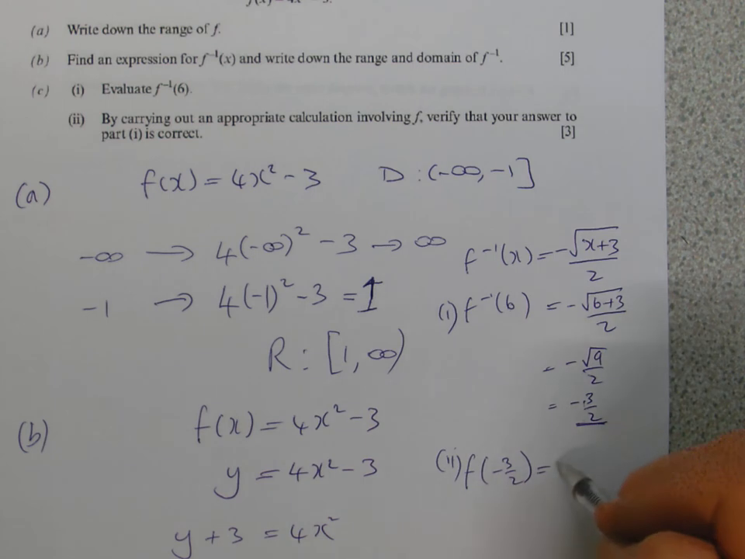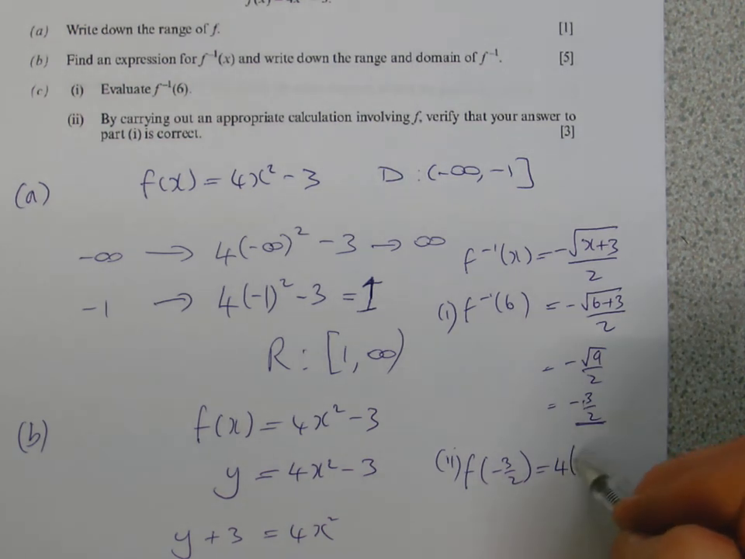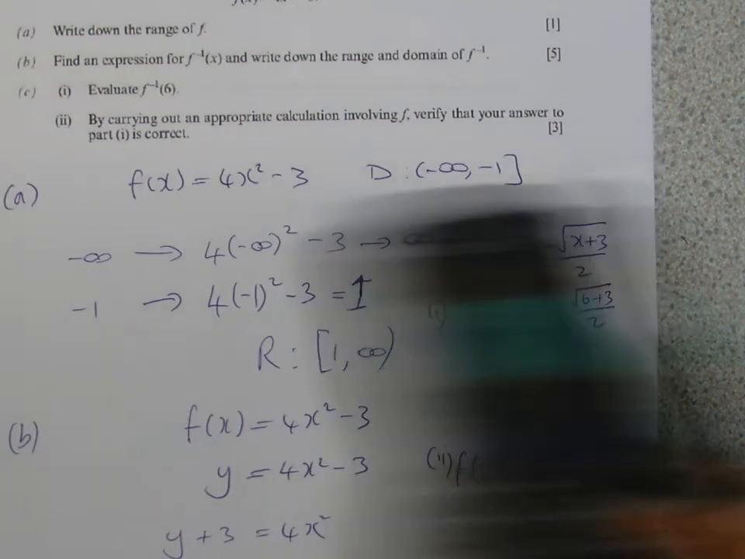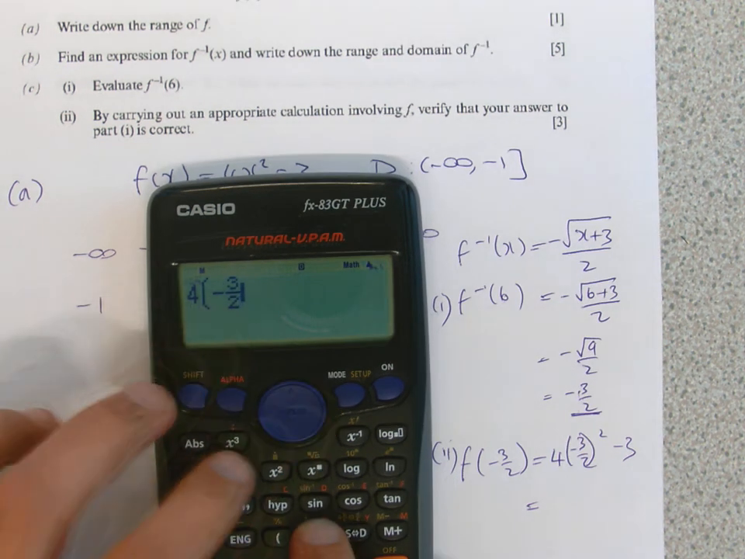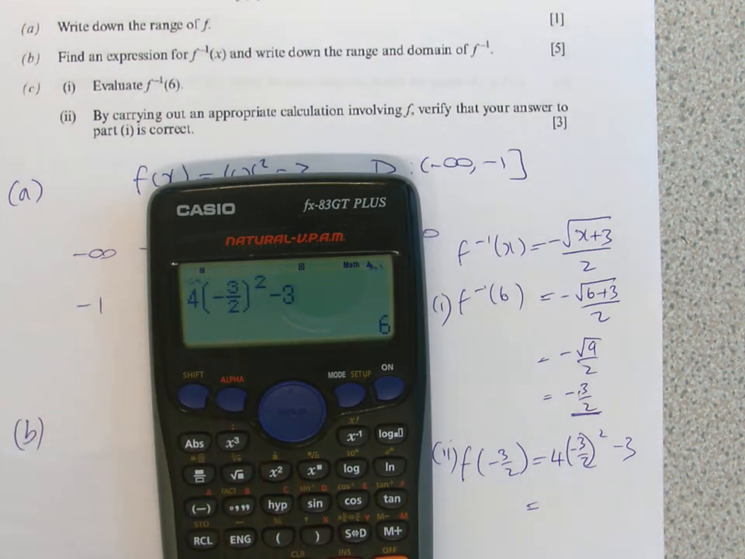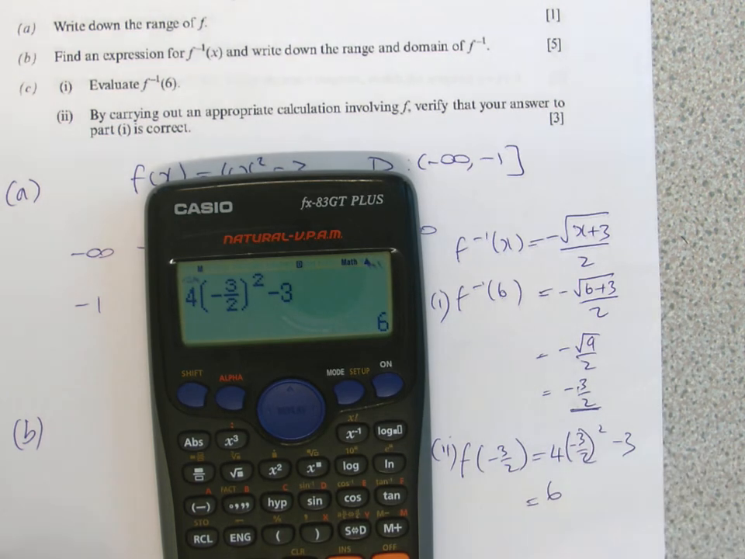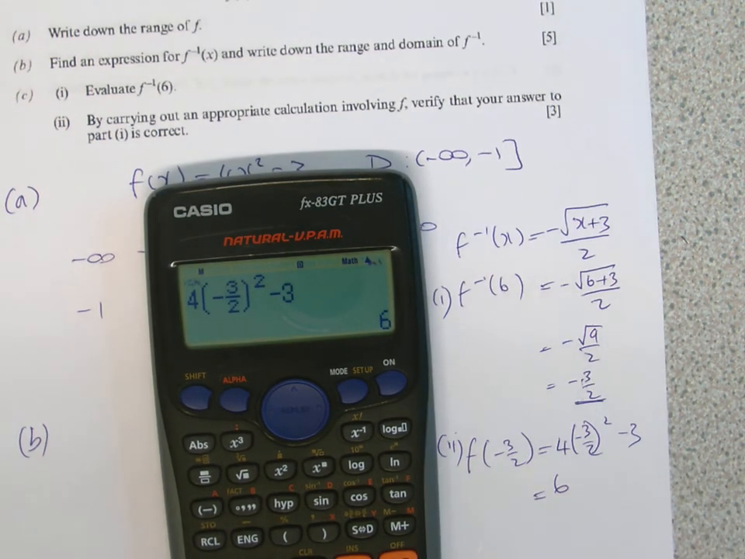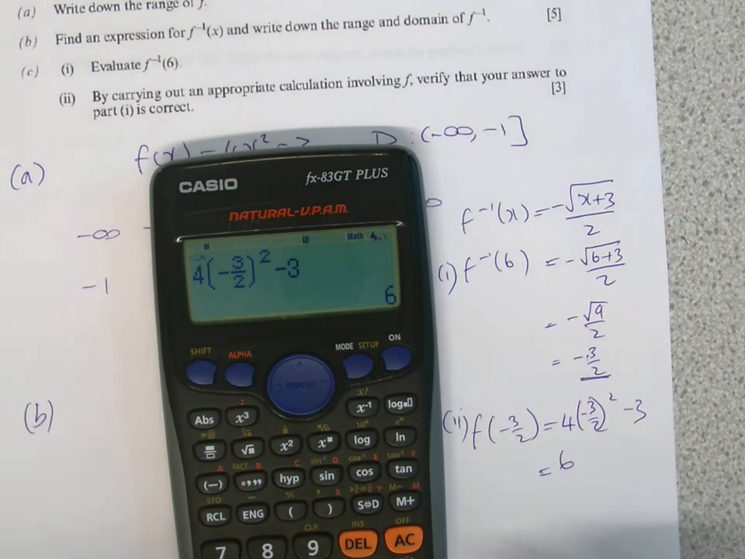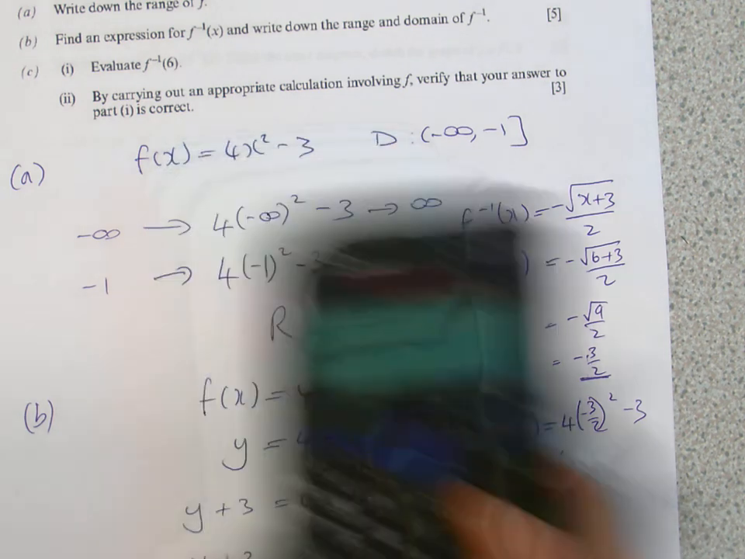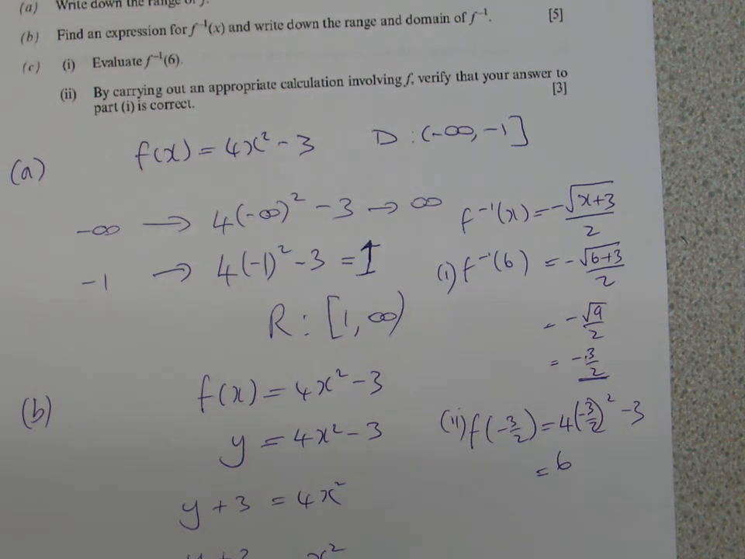put that back into f, so we have, using that function, minus 3 over 2 squared, take away 3. So I'm going to use my calculator. If I do that, hang on, let's get this right. And look what I get. I get 6. Okay, so it's right, isn't it? I got back to this, if that makes sense there. So we get back to this, so we can say that quite rightly, the inverse function is correct. Job done.